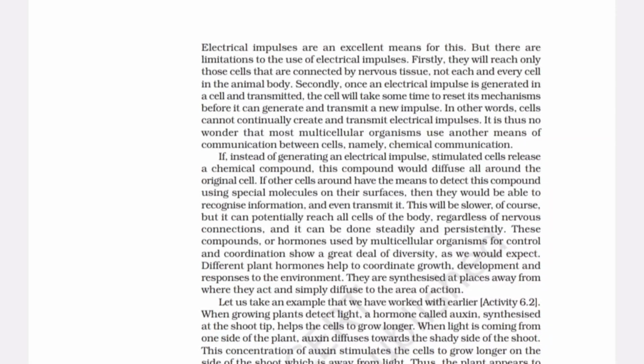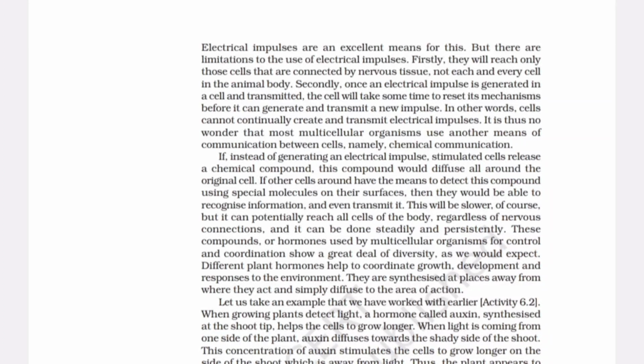These compounds, or hormones used by multicellular organisms for control and coordination, show a great deal of diversity, as we would expect. Different plant hormones help to coordinate growth, development and responses to the environment. They are synthesized at places away from where they act and simply diffuse to the area of action. Let us take an example that we have worked with earlier, Activity 6.2.